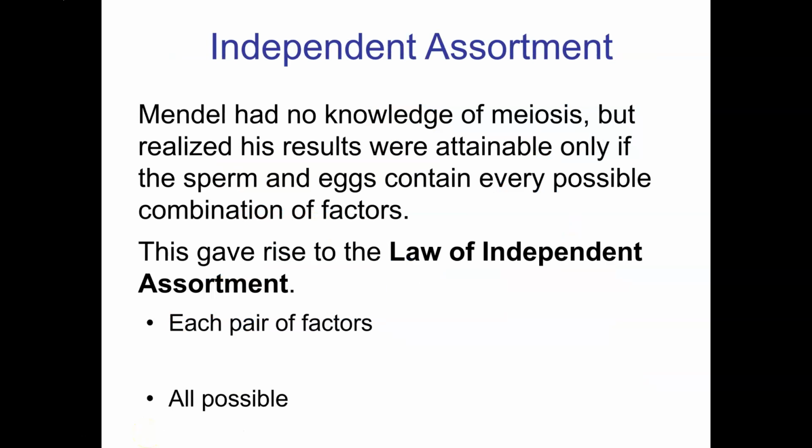So with independent assortment, Mendel didn't know what meiosis was. He didn't have that knowledge. He did not know about genes on chromosomes. He didn't even know what DNA was at the time. So this is before we knew DNA. But he realized that when he did his different crosses, his results were attainable only if the sperm and the egg contain every possible combination of factors. And this gave rise to the law of independent assortment.